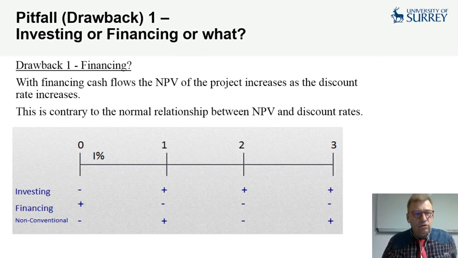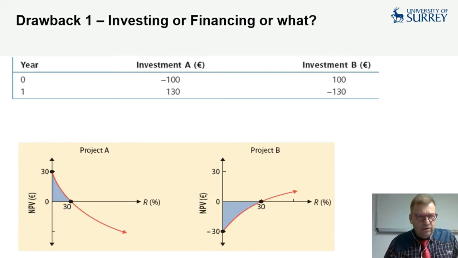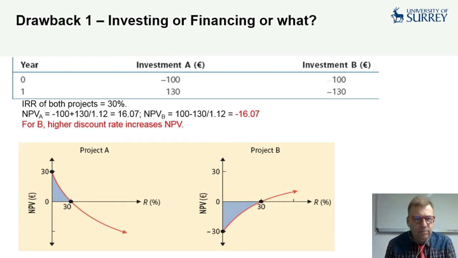And then a warning about non-conventional or non-normal flows. This drawback as well is shown here in a very nice example with the graph, because we have here 2 projects. One is minus 100, and in the first year, the only year of the project, 130. B is the other way around, and the IRR for both projects happens to be 30%. It's easy to calculate, it's 30%. The NPV, however, is 16.07 in project A, plus 16.07, and in project B, minus 16.07, and we have brilliant graphs just to show it.